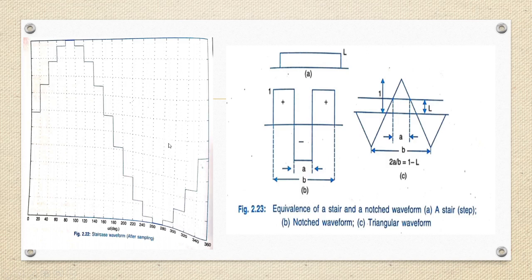So two sampled waveforms with identical mean values have approximately the same fundamental component and low order harmonics. Waveforms shown in this figure on the right hand side, A, B, C. A and B represent one stair and a notch waveform generated by a triangular wave, and C has the same mean value. So this shows that sine pulse width modulation results in an output voltage equivalent to a voltage having a staircase waveform. As the pulse number P is increased, the staircase waveform approximates the reference sine wave more closely.